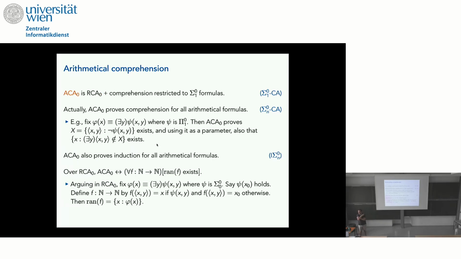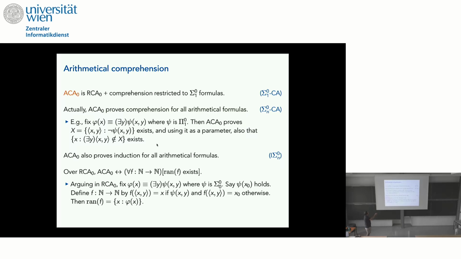Here is ACA0. This will be the strongest system we're going to talk about today in this tutorial. ACA0 is RCA0 plus comprehension for sigma 1 formulas. So now anything you can define by any sigma 1 formula, it doesn't have to be provably equivalent to a pi 1 formula, you can form the set defined by that. And in fact this is much more powerful, because ACA0 proves, just from sigma 1 comprehension, sigma 2 comprehension, sigma 3 comprehension, all full arithmetical comprehension.